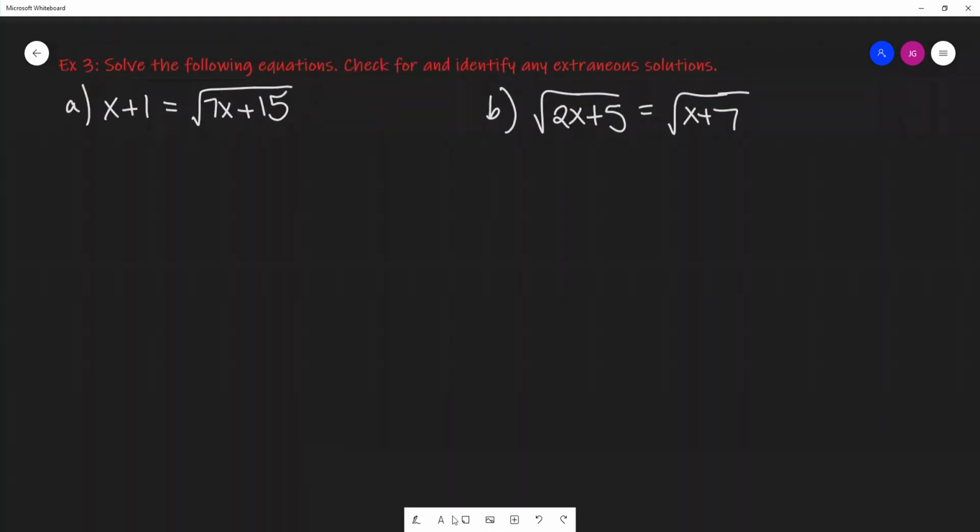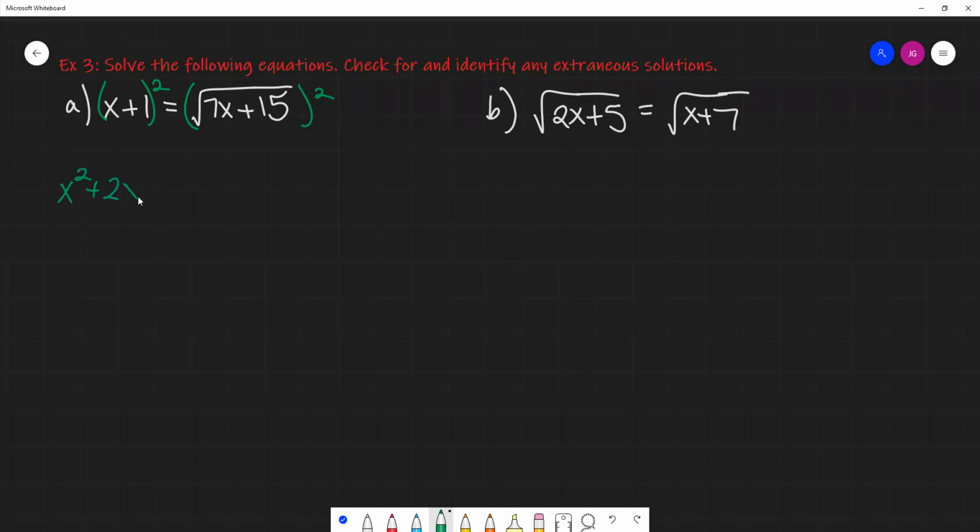So let's go ahead and do that. All right, our square root is already isolated, so I can square both sides. Square, square. Okay, remember how to square this. You've got to distribute. So this becomes x squared plus 2x plus 1.